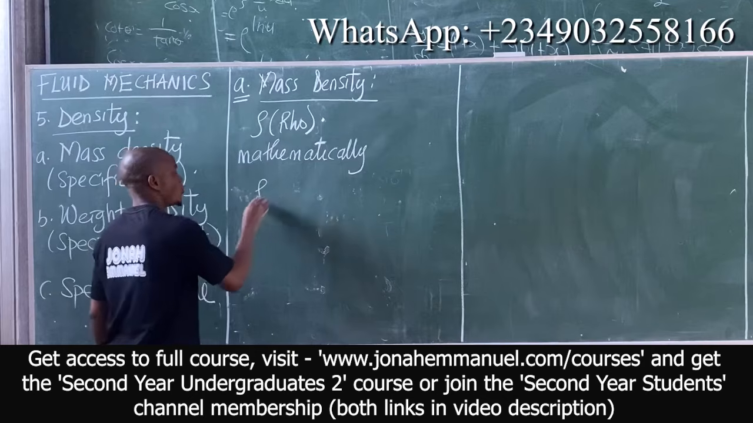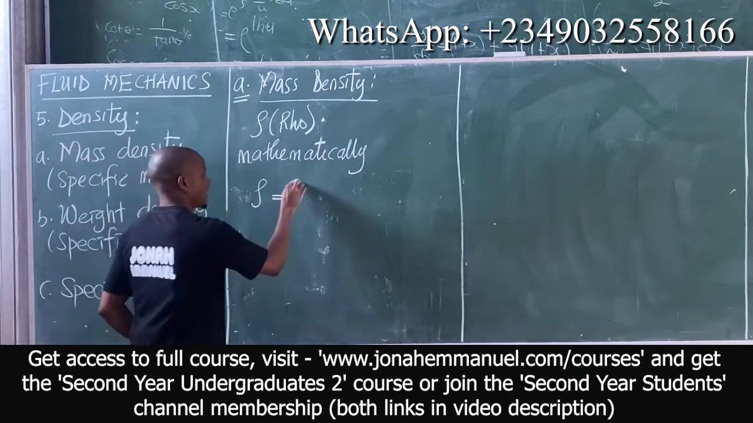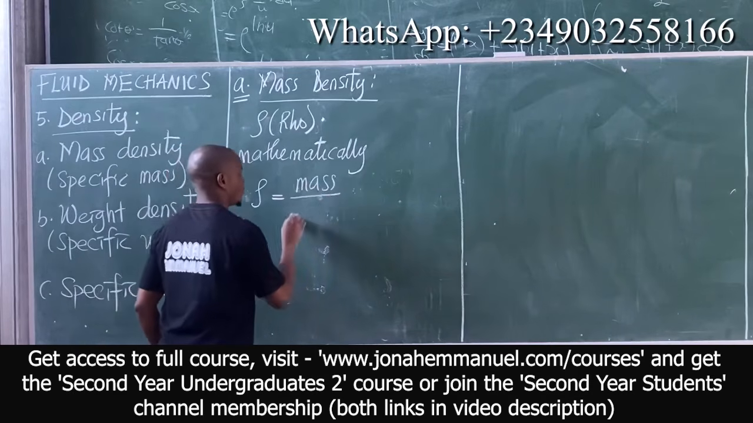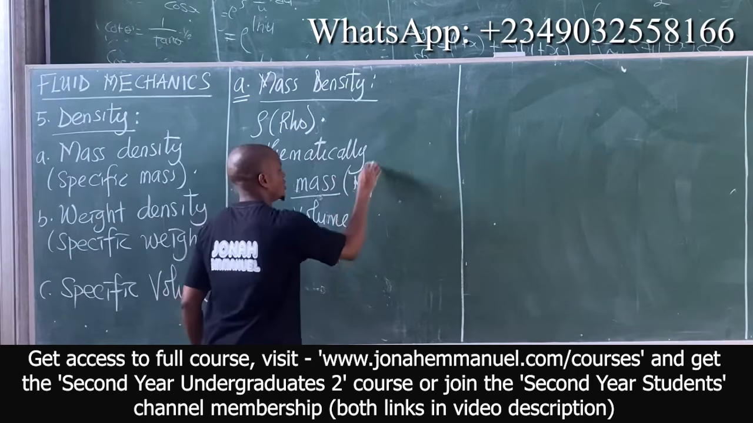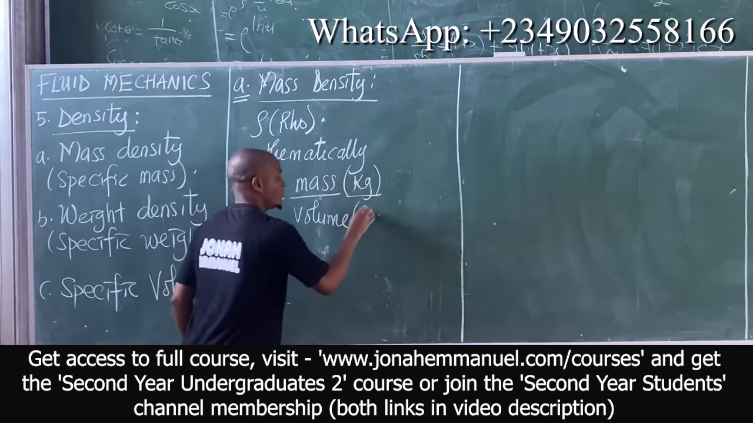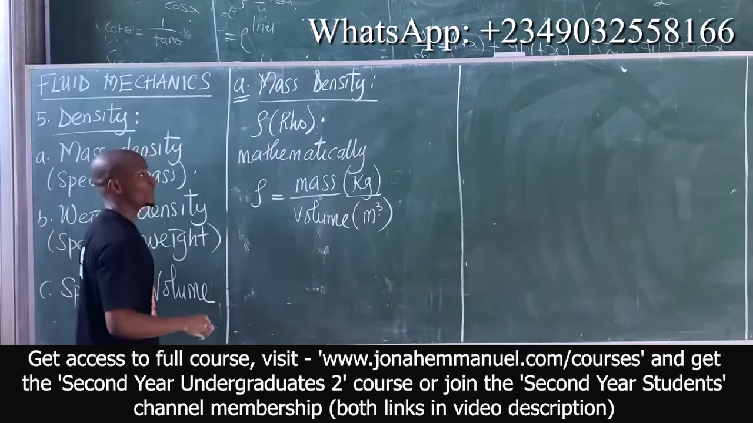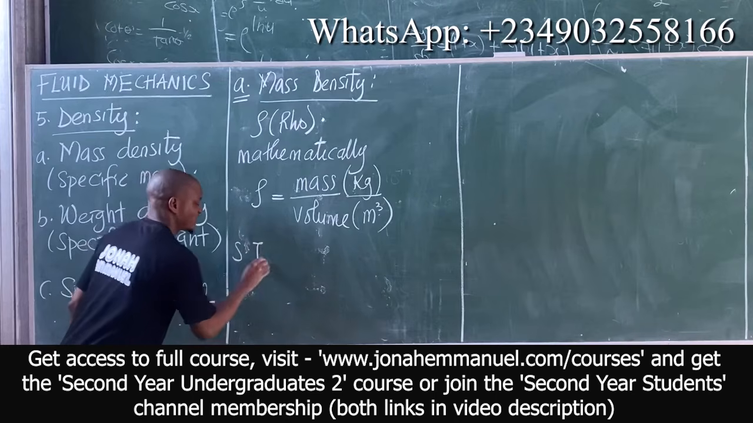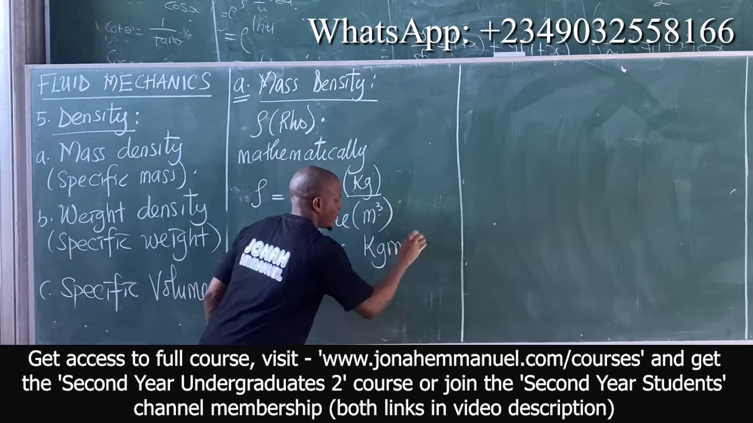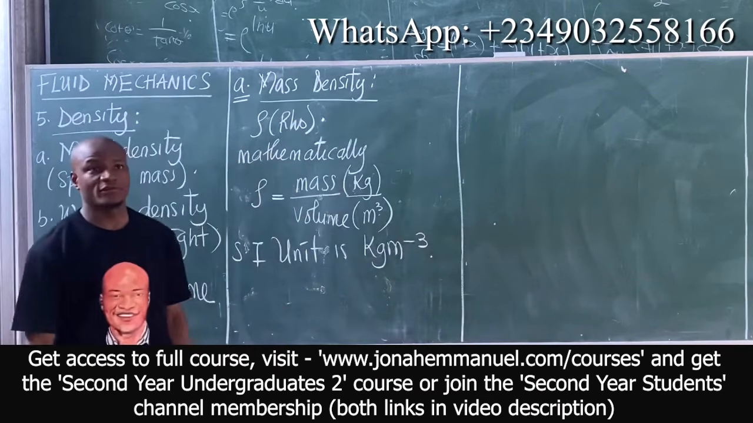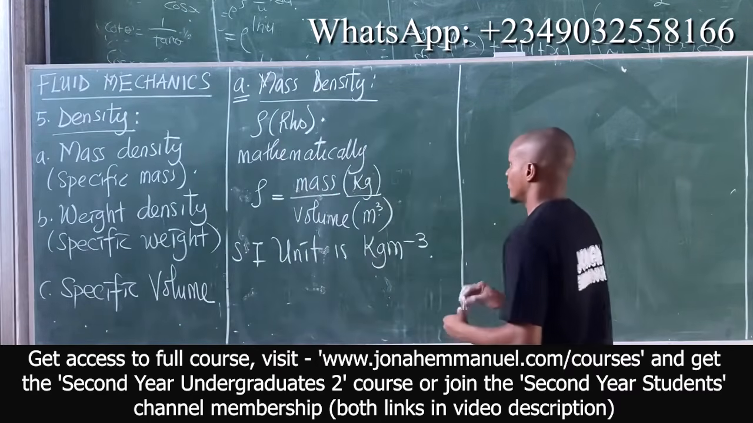Mathematically, rho is equal to mass per unit volume, so rho equals mass over volume. Mass is measured in kilograms and volume in meter cube. So please take note that the SI unit for mass density is kilogram per meter cube. That's your first note.